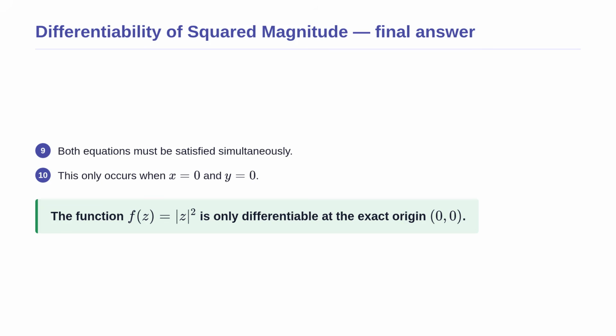For this complex function to be differentiable, both Cauchy-Riemann equations must be satisfied at the exact same time. As our step-by-step calculations show, this simultaneous agreement only happens when both x and y are exactly 0. Therefore, this function is only differentiable at the exact origin of the complex plane. If you step even a microscopic fraction of a millimeter away from the origin, the equations fail, and the complex derivative instantly ceases to exist. This perfectly illustrates how strict these conditions truly are.